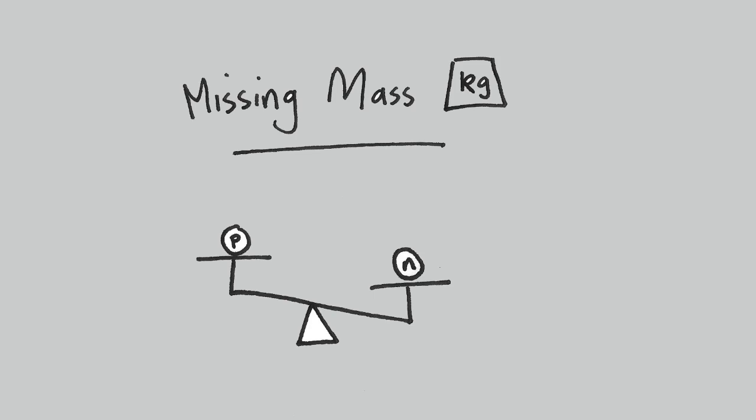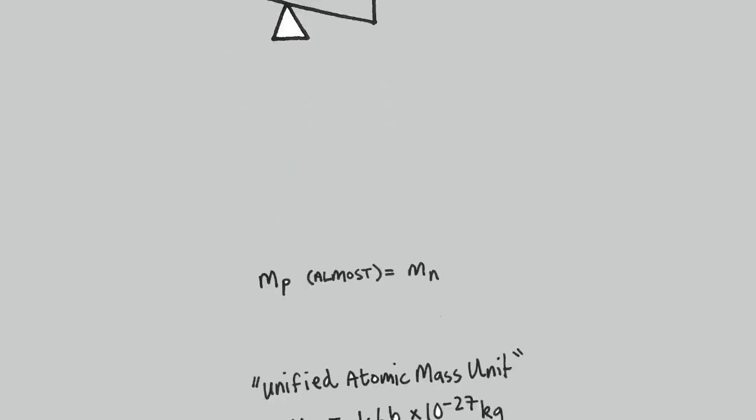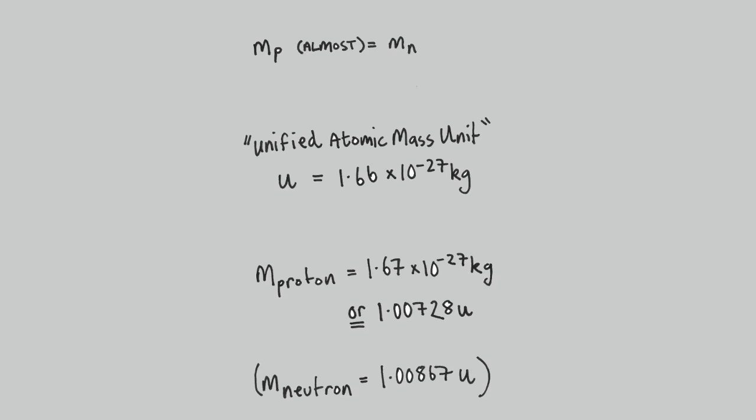And I've got a little picture of a scale here, and I'm weighing or measuring the mass of a proton and a neutron, and they're not the same, which might seem a little strange to you because so far we've just said that protons and neutrons have the same mass. They almost have the same mass, but it's not exact. So the mass of the proton is almost the same as the mass of the neutron.